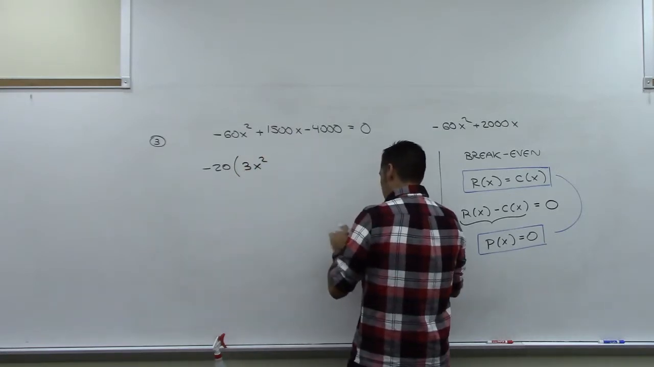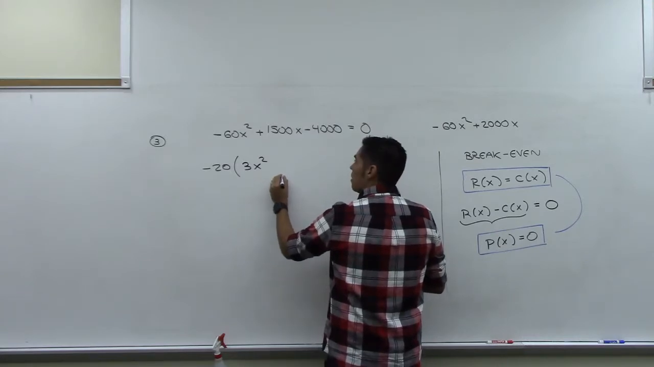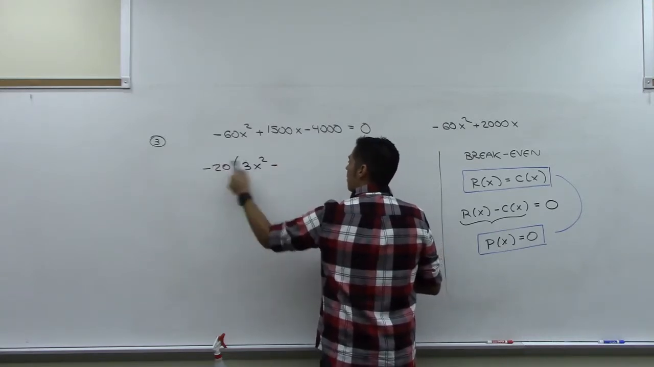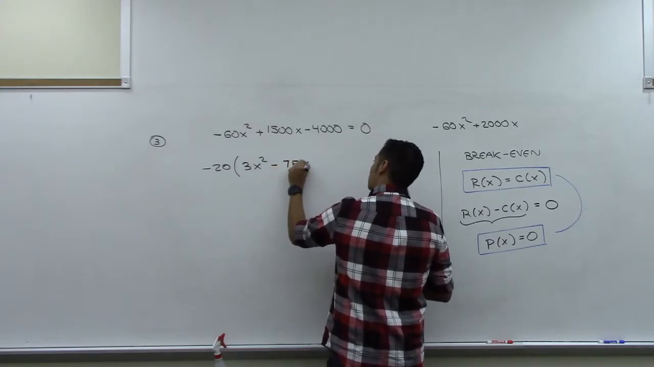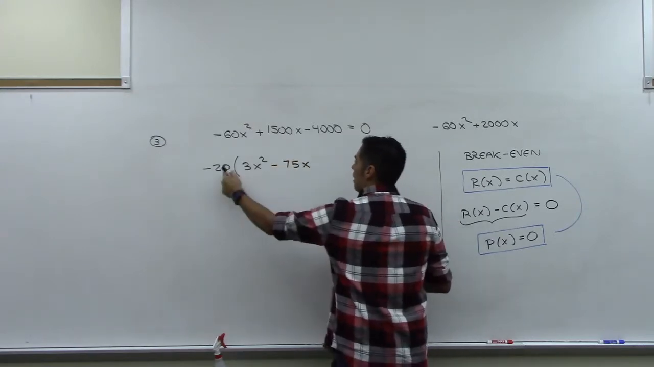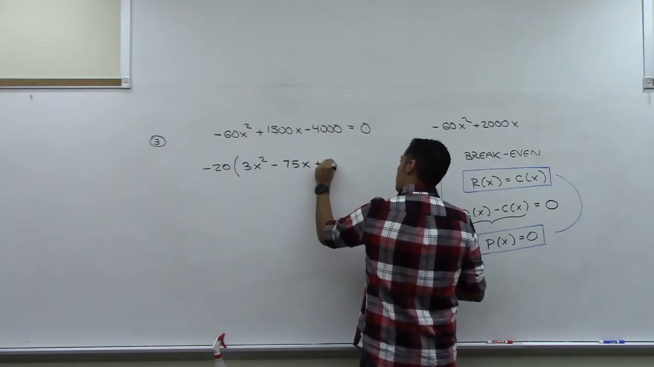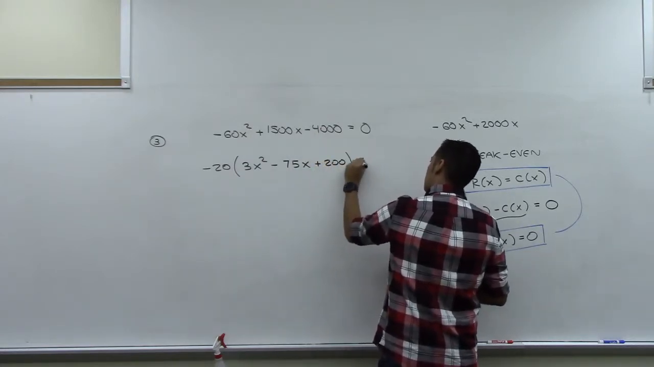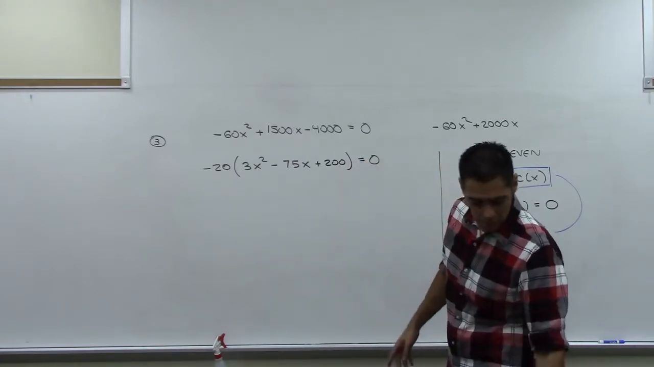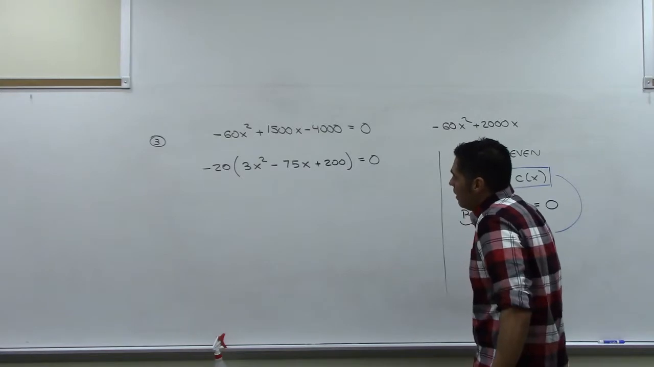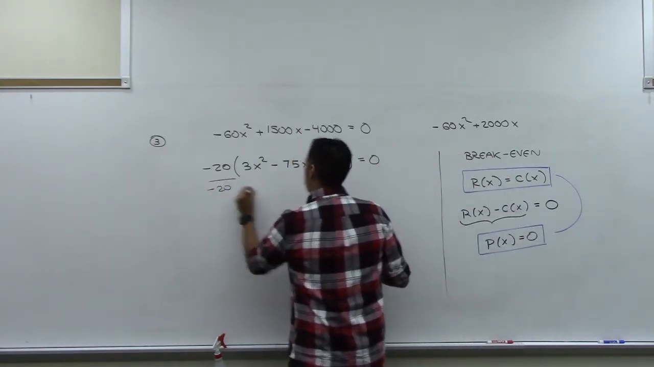And then on my calculator, I figured out that I'll need a negative, because negative times negative is positive. I'll need 75 here, x. And then negative 20 times what up here? We need a positive 200 equals 0. So I just factored a negative 20 out of each of those. And then at this point, I can divide both sides by negative 20.